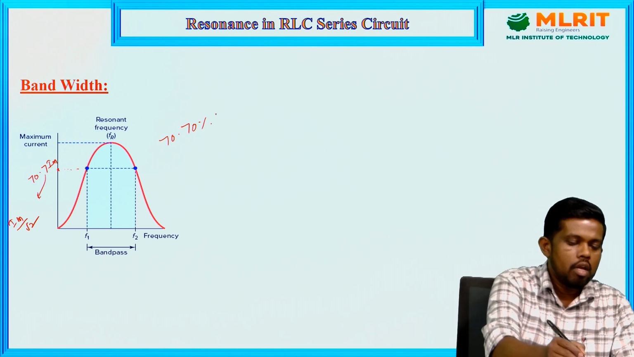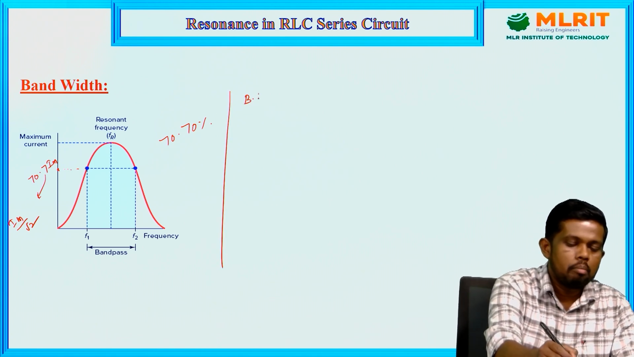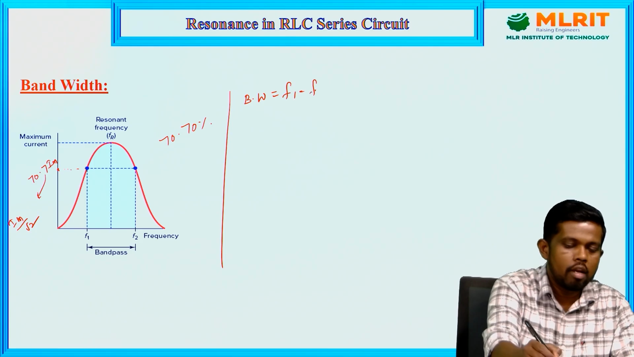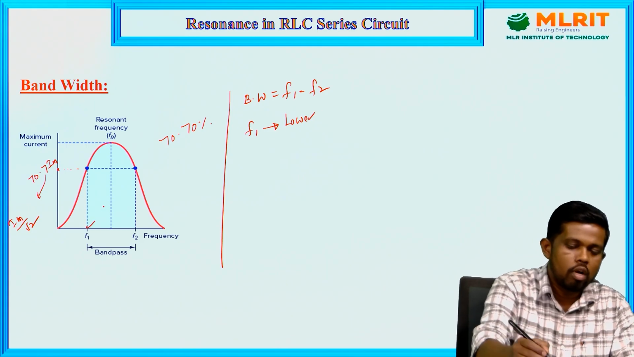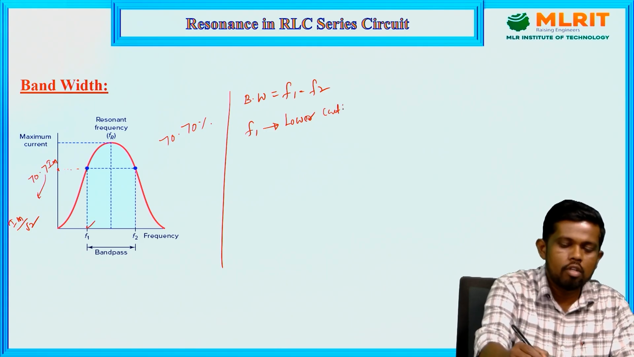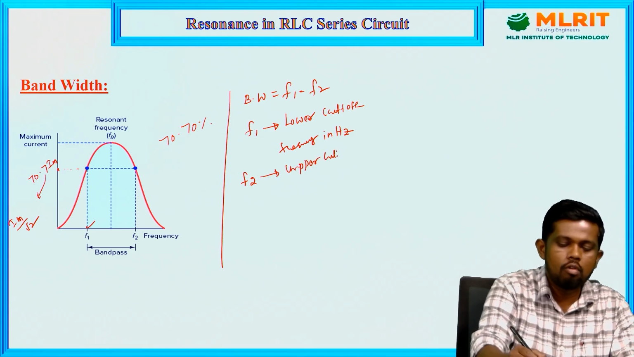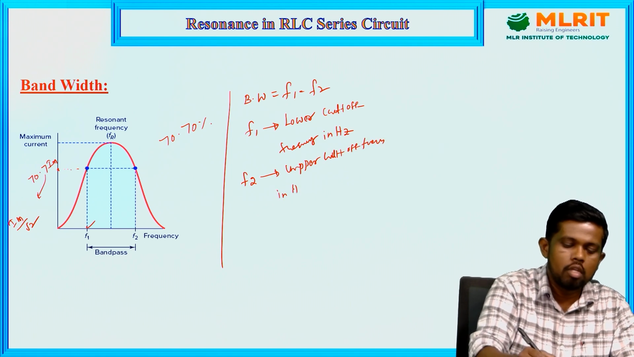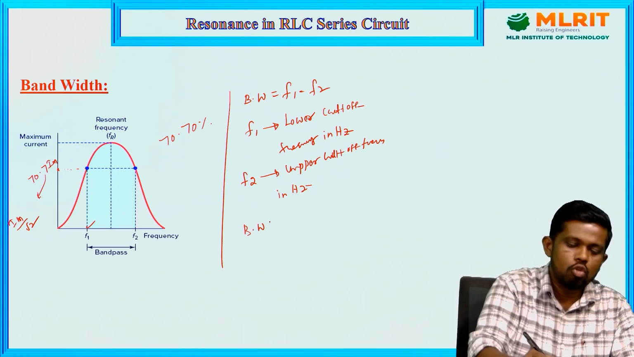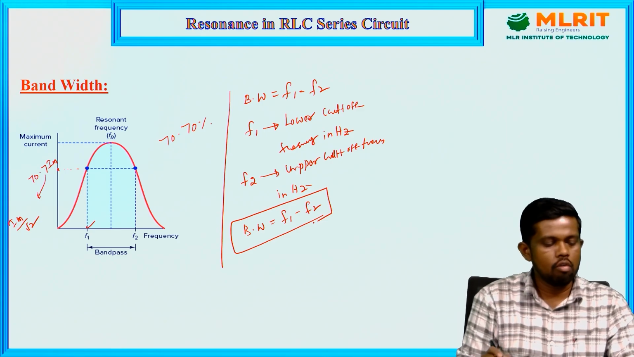The bandwidth can be denoted by capital BW. BW equals F2 minus F1, where F1 is the lower cutoff frequency, measured in hertz, and F2 is the upper cutoff frequency, again measured in hertz. So the bandwidth is the difference of the cutoff frequencies. This is the bandwidth of the frequency curve under the resonance condition.